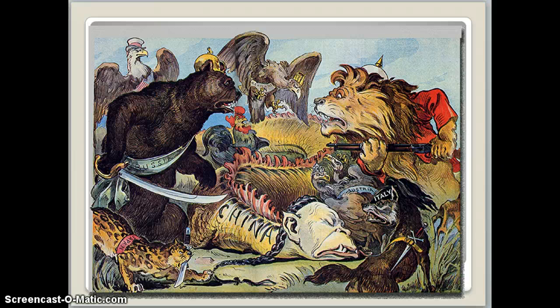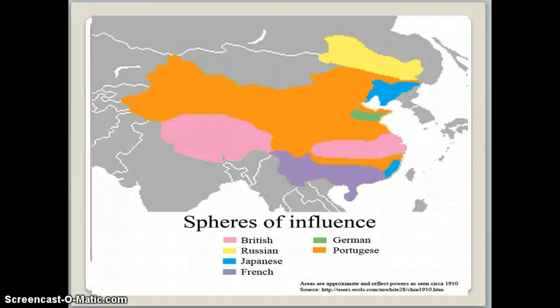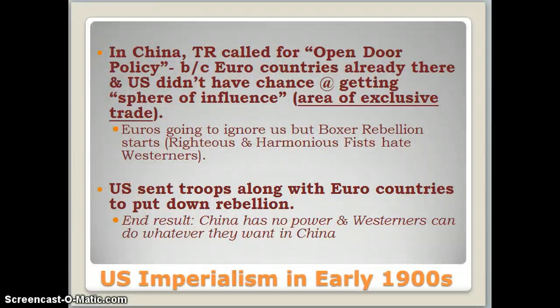But what you do notice, if you look carefully, is see the U.S. eagle. He doesn't get a piece of the dragon, and that annoys him. In China, because we didn't have any spheres, you'll notice that we don't get a piece. We don't have a sphere. Teddy Roosevelt called for what he called an open-door policy. He said this because European countries were already there and we didn't have a chance of getting a sphere of influence or an area of exclusive trade.